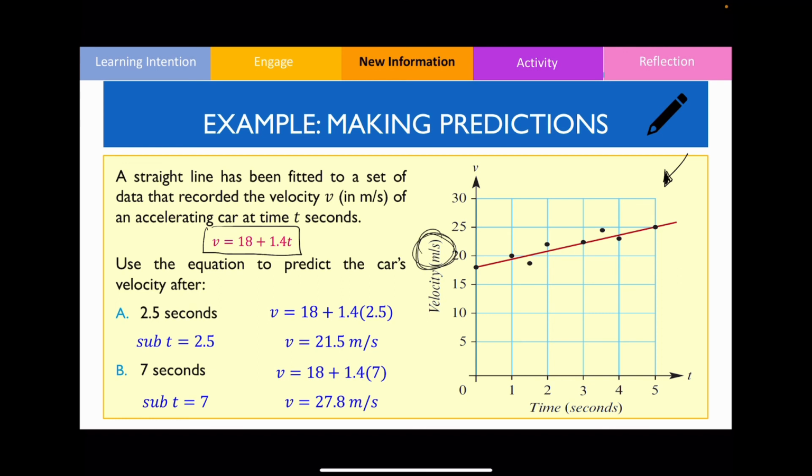In this example over here, because it's asking for 2.5 seconds, that's going to be an example of interpolation, whereas for 7 seconds in this case, because it lies outside of the data set, this is an example of extrapolation.